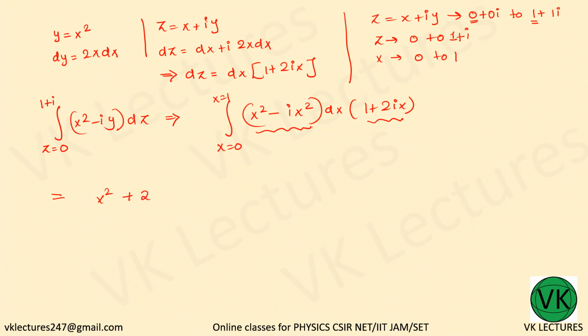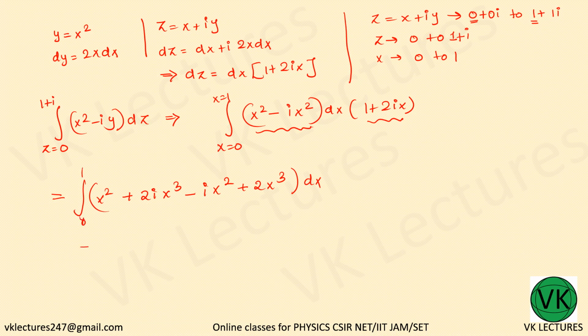Plus 2ix cube, minus ix square, then minus i into i is plus 1, x square into 2x cube, so plus 2x cube. Right, now this integral with respect to dx from 0 to 1.